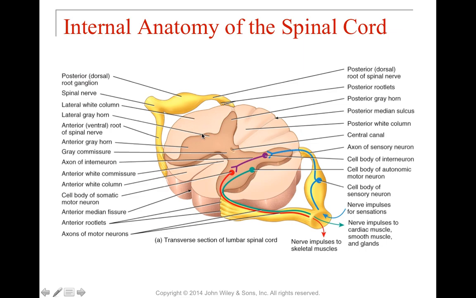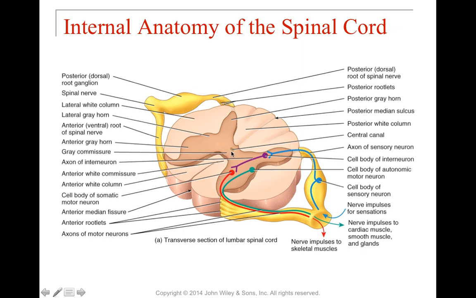We have the lateral white column, for example. Here's the posterior white column. Here we have the anterior white column. We also have the anterior white commissure. That's a connective region that connects both sides of the median fissure. This is a fissure that's basically going to be running almost all the way through, but not quite. It does not connect to the gray matter, so we still have a little bit of white matter that connects. And so that region, again, is that white commissure region.